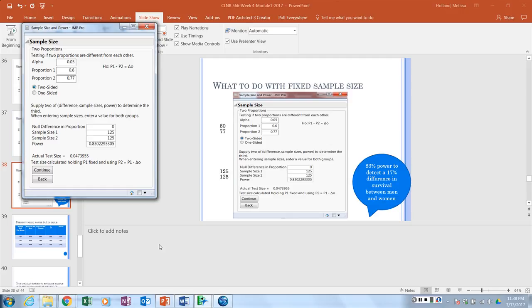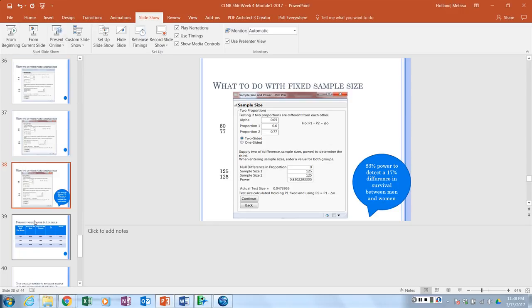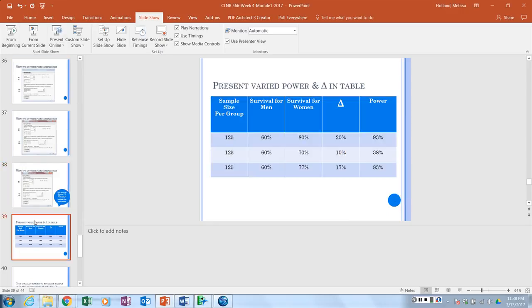83% power. All right, so we have 83% power to detect a 17% difference in survival between men and women. So a great way to present this, or with any sample size, is to portray it in a table. And you can see that's what I've done here in this table for this example. So we had 125 per group.